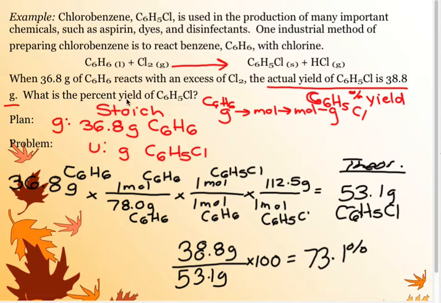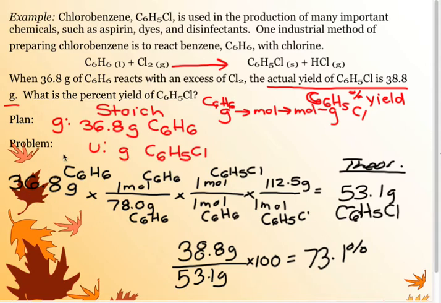So the first thing we have to do is a stoich problem to find out what they should have gotten, the theoretical yield. So our given is 36.8 grams of the benzene. And since they made chlorobenzene, that's our unknown. That's what we want to find out. So our unknown is how many grams of the chlorobenzene we have. So it's going to be a grams to grams problem because we're given grams. We're going to go to moles. We're going to do our mole ratio. And then we're going to go back to grams of the new chemical. So it's the longest type of problem we can do.